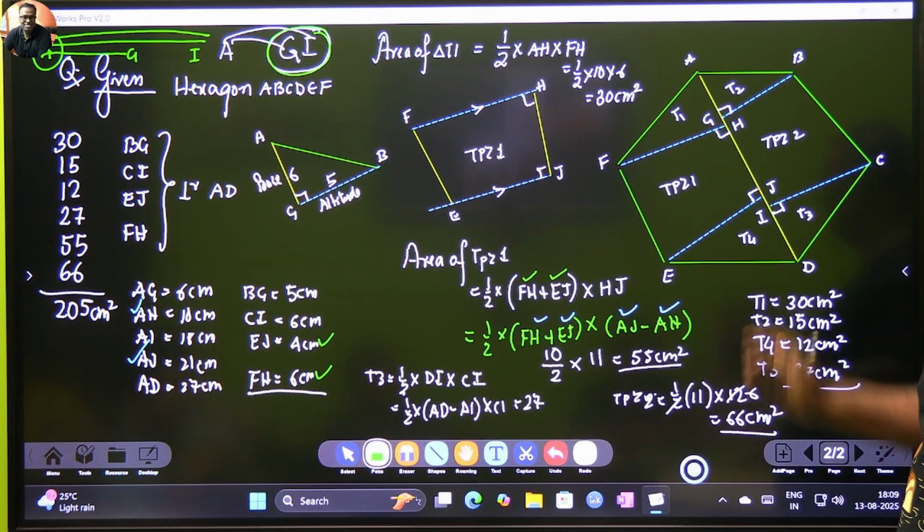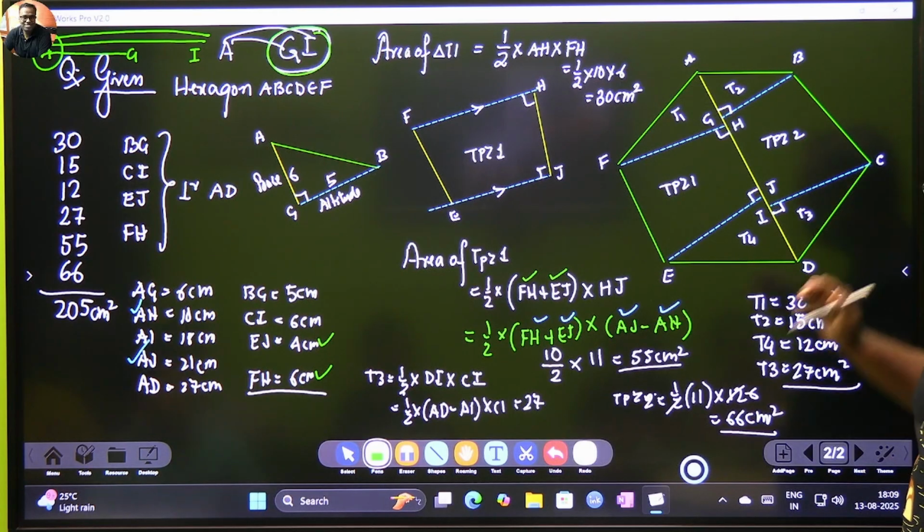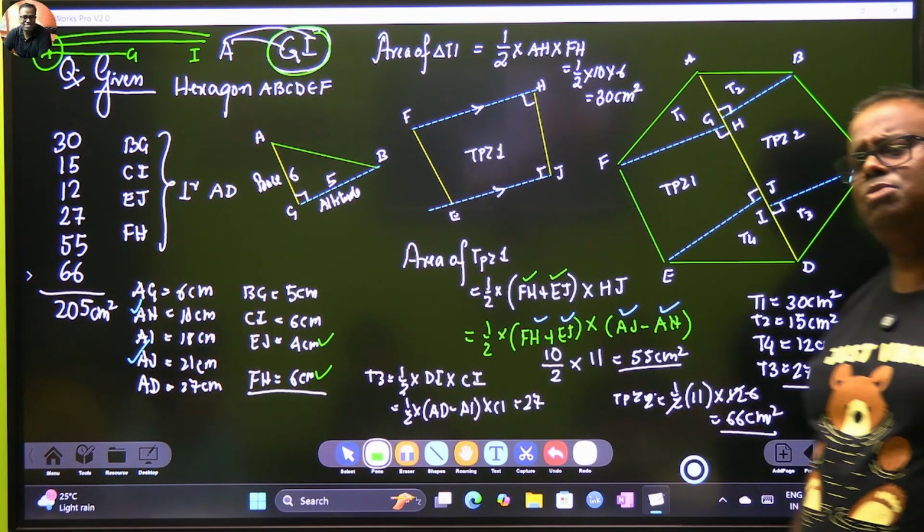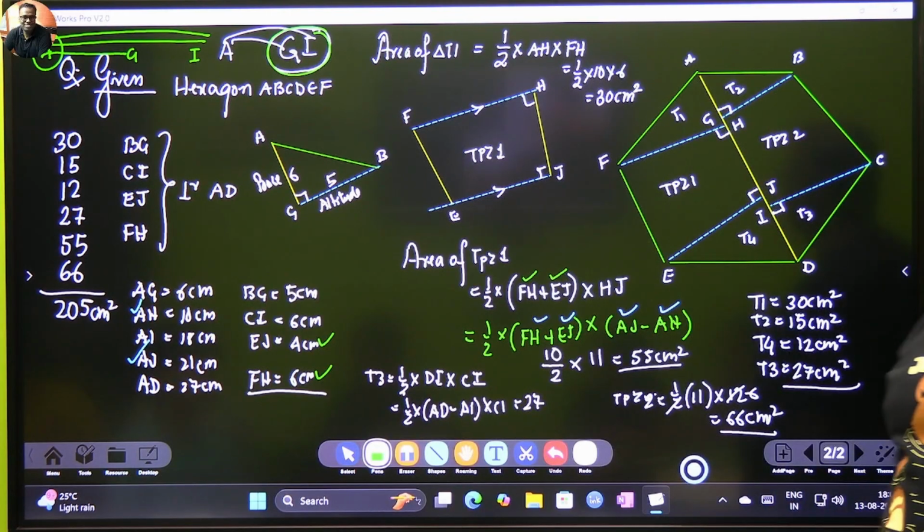Have you understood how to do this problem? Anyone who still has an issue, tell me, baccha, I will solve again. Charvik darling, did you understand? Hey Ryan, did you understand? Tell me, son, what did you not understand?